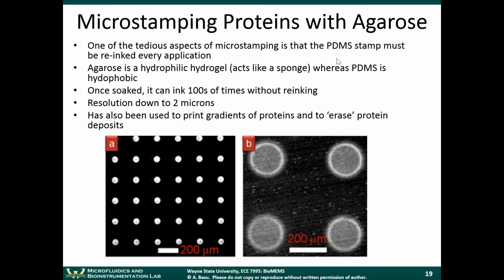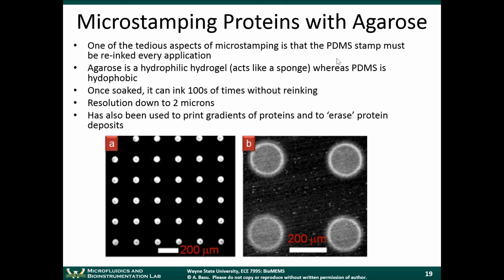But when you're printing proteins with agarose, one of the interesting things is that agarose is more like a hydrogel. It's more like a sponge, because it soaks up liquid. So if you imagine stamping something with a sponge, you're going to be able to stamp many times because the sponge is full of liquid, and the capillary action is always going to bring that liquid to the surface of the sponge. So even when you stamp once, it'll get refilled on its own, more or less.